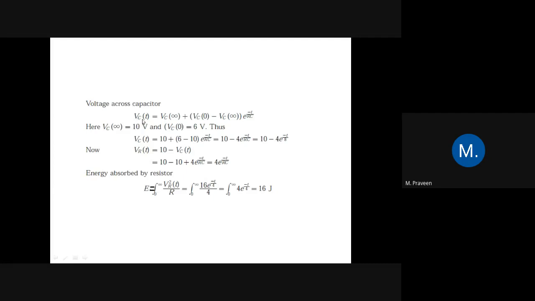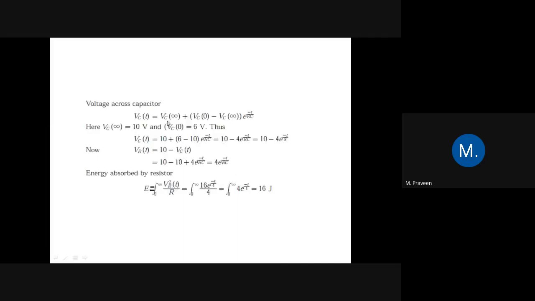We know this general formula. So Vc of t is equal to Vc of infinity plus Vc of 0 minus Vc of infinity into e power minus t divided by RC. This is a general formula for the voltage across the capacitor. So now here it is given. For Vc of 0 it is given as 6 volt. Okay, so for Vc of infinity, the value across the capacitor is going to be 10 volt.